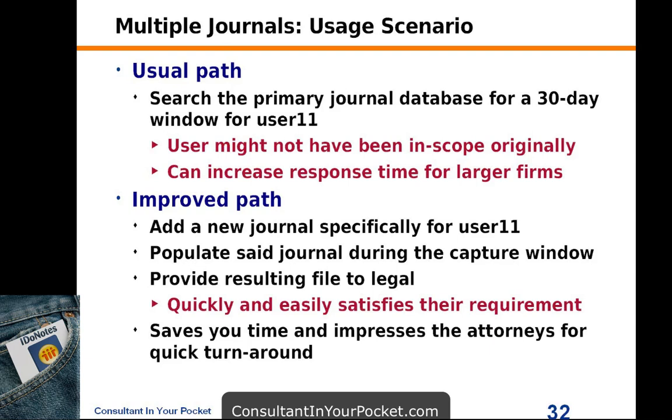What you can do instead is just create a journal just for that person, starting it with a 30-day window, making a label useful, and then when you're done, you just take that journal and give it to the court. Nice, clean, and simple, and you're done. You don't have to go through and get other teams involved needlessly, and you can respond much faster. Legal's happy, the court's happy, your boss is happy, and you can get back to work and save yourself a lot of time. So it's a win-win all around.